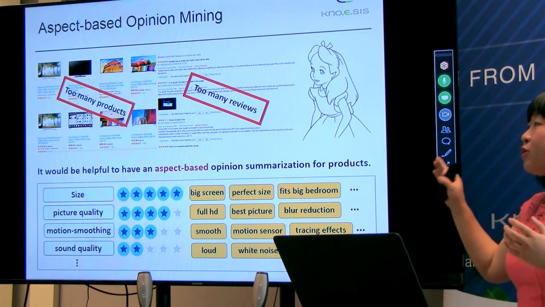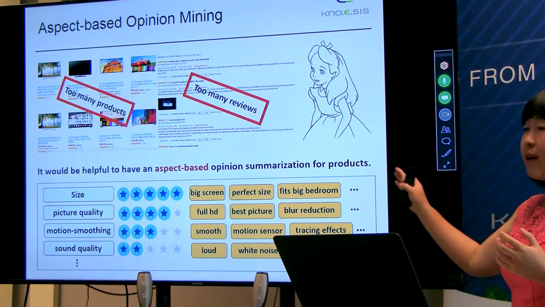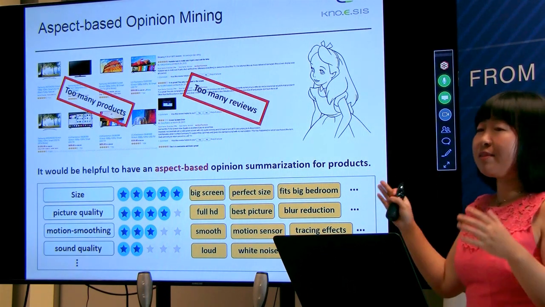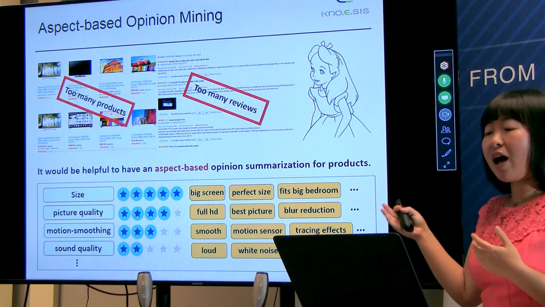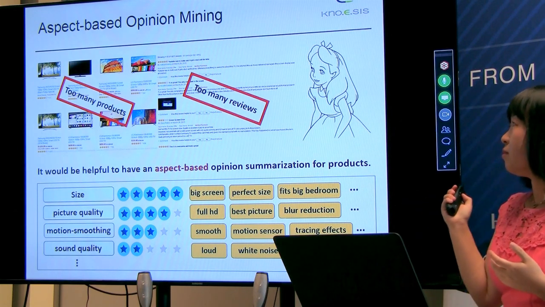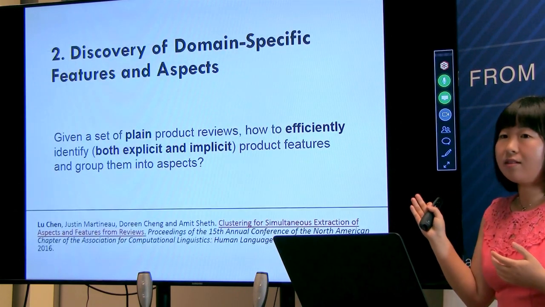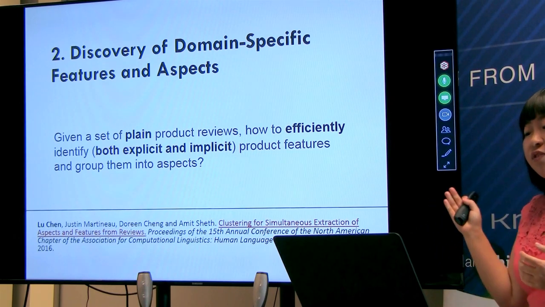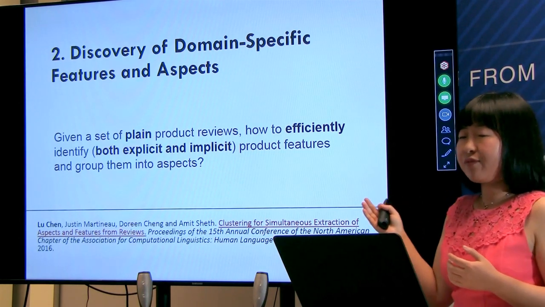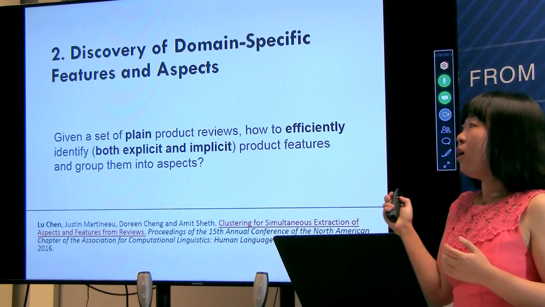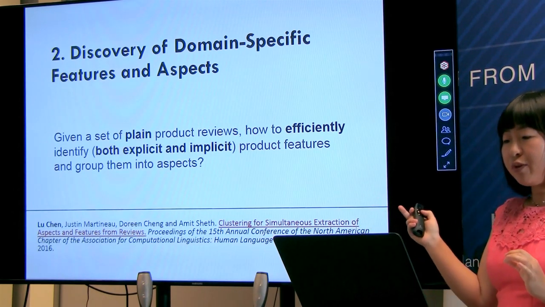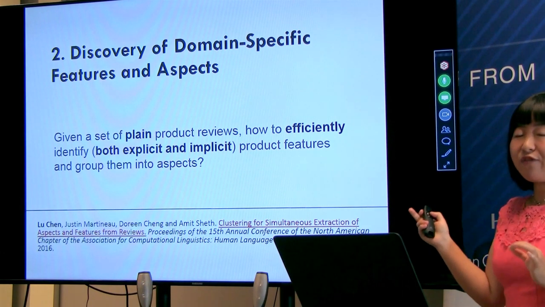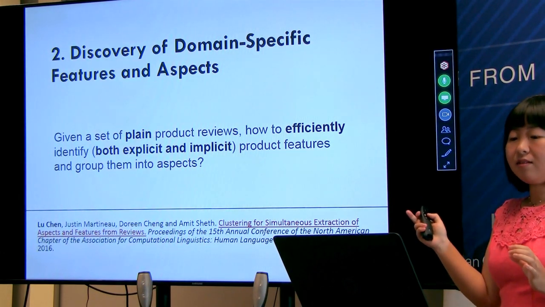So to support such opinion summarization, we first need some techniques to extract the features and aspects from product reviews. So it led to this work, discovery of domain-specific features and aspects from product reviews. Especially we explore the problem that given a set of plain product reviews, how to efficiently identify features and aspects.